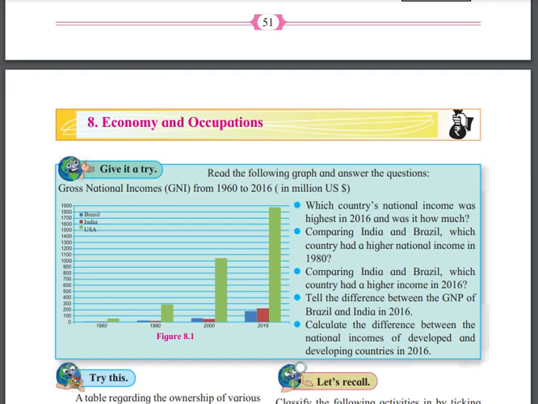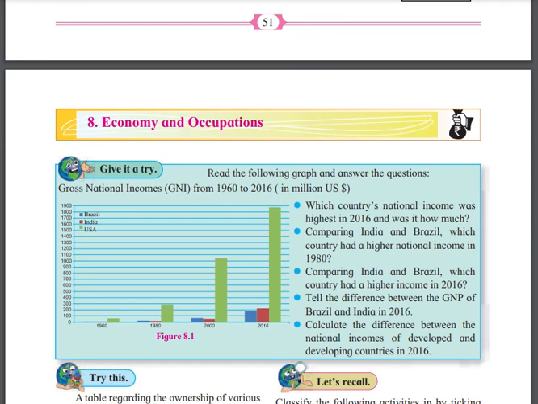Hello. In the last video, I taught you about human settlement, how humans are settled in Brazil and India. So we will try to understand the economy and occupation in India and Brazil. What is the Indian economy? How many occupations are carried out in India? And what is the economy of Brazil? And what type of occupations are carried out in Brazil?